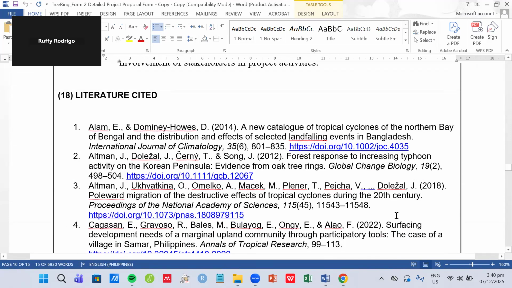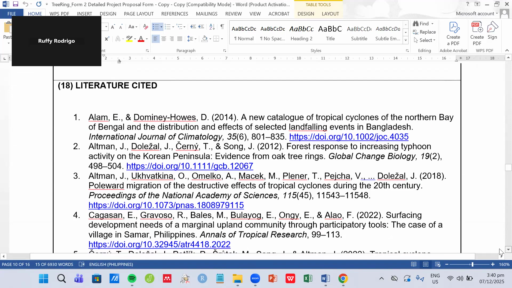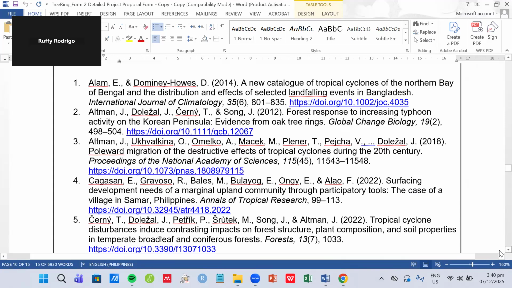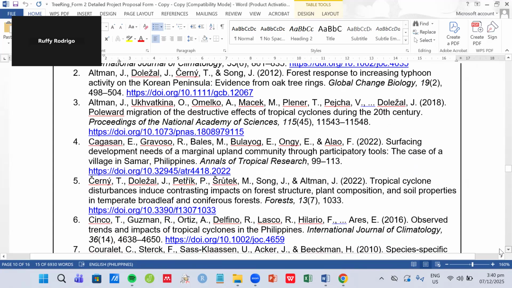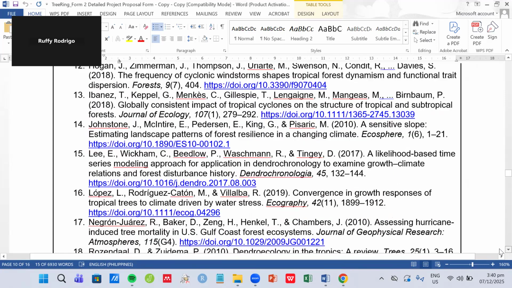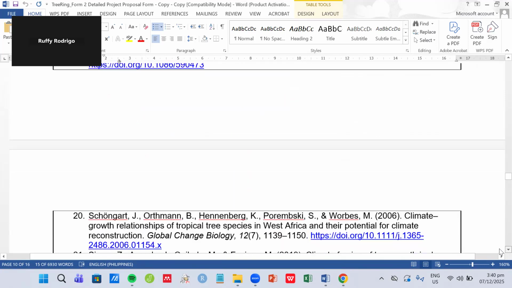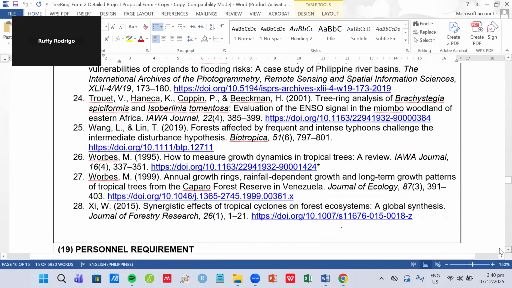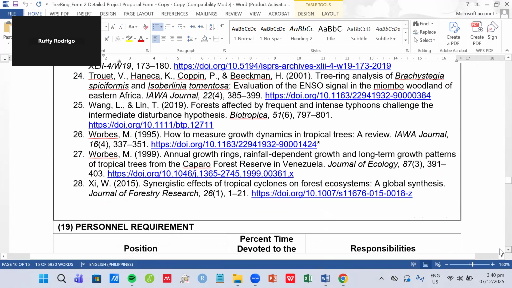So literature cited, of course, is important. You have to make sure that your research is legit. I mean, the literature cited, to make sure that you're using credible sources and credible journals. In my case, I think I have 20, yeah, up to 28 references.